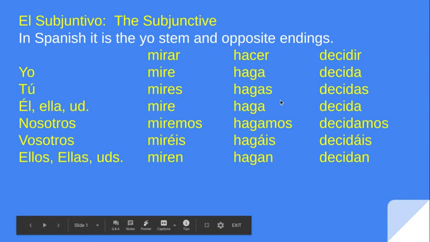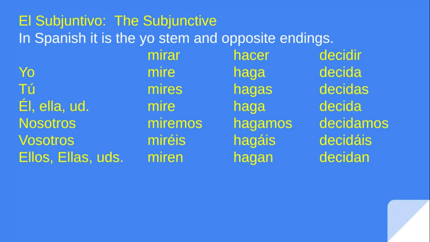Yo stem, so a verb like hacer, which is hago, yo hago la tarea. You take that yo stem, hag, and then you put opposite endings on it. ER and IR verbs have AR endings, and AR verbs have ER endings. So we have yo haga, tú hagas, él, usted haga, nosotros hagamos, vosotros hagáis, ellas, ellos, ustedes hagan. And then the verb decidir, okay, we have decida, decidas, decida, decidamos, decidáis, decidan.